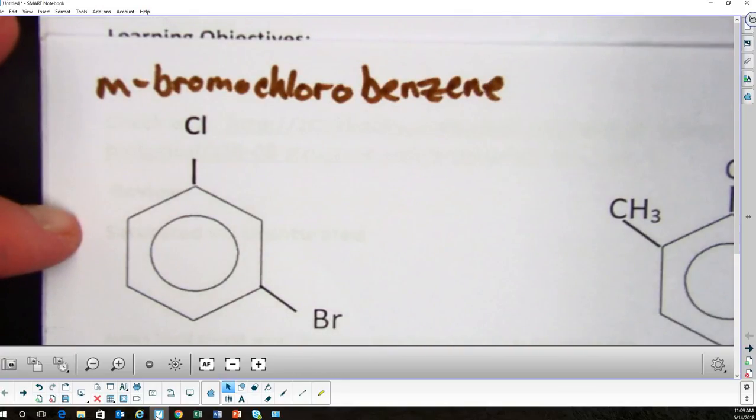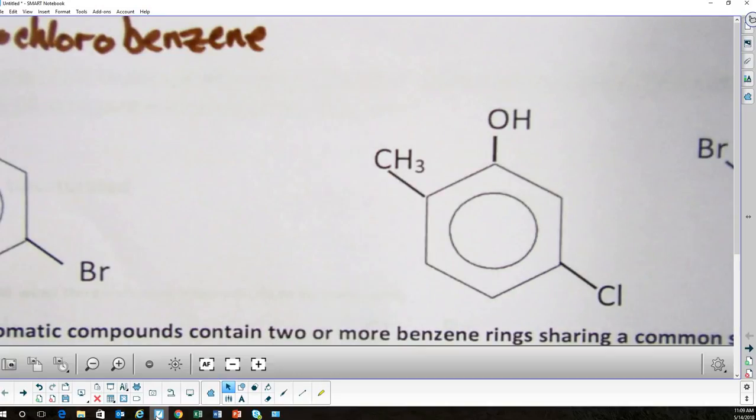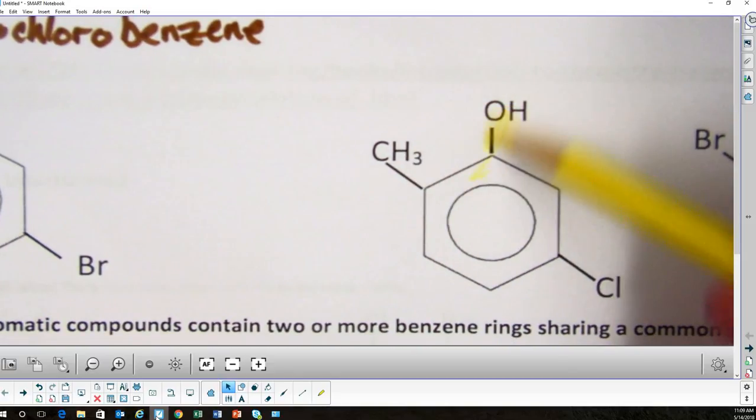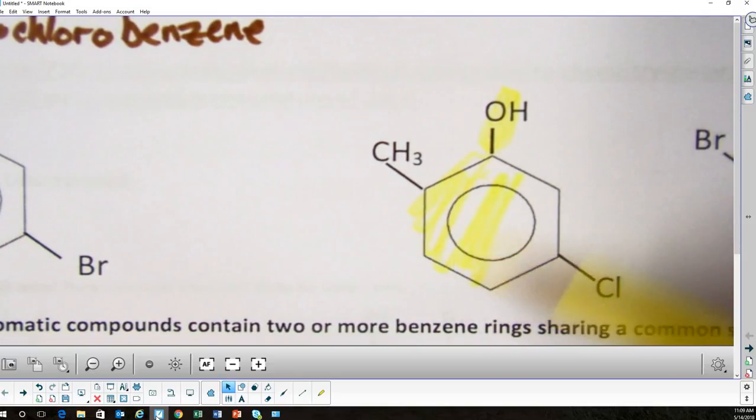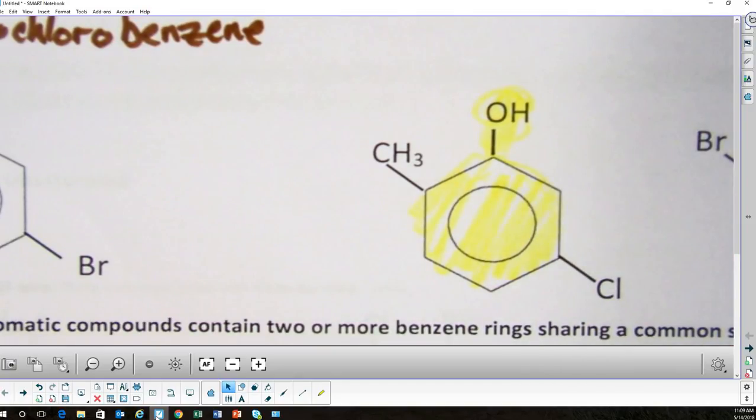Okay, on the next one over, am I going to be able to use ortho, meta, para? Why? Because there's more than two. Okay, but I can look at it and say, okay, I know that the benzene ring with this attached has a specific name. So using the benzene ring with the OH attached, does anybody remember what that's called?